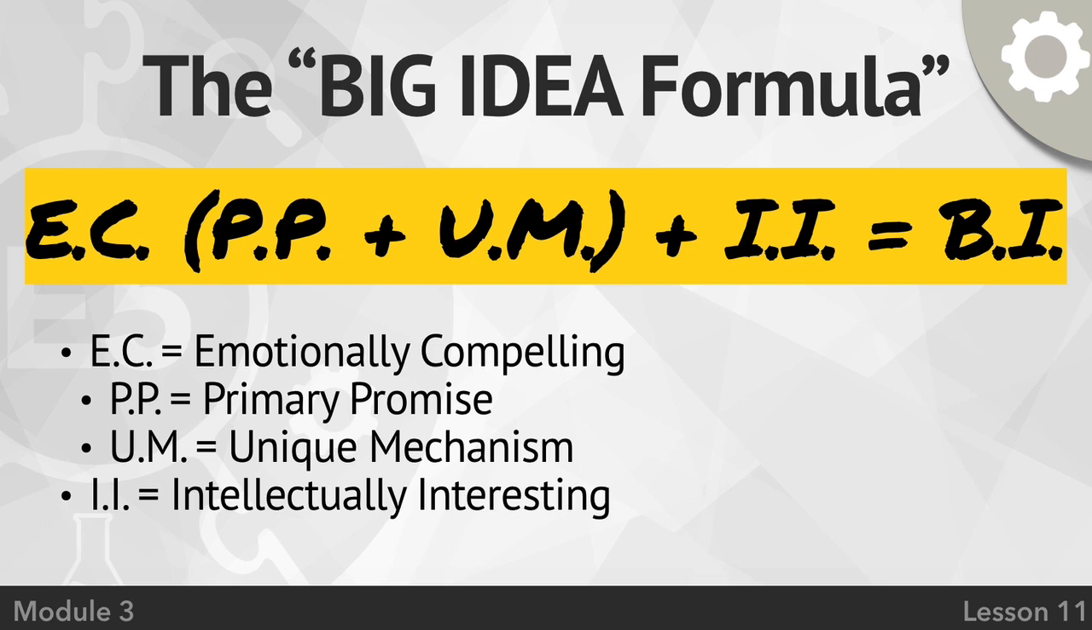And II stands for intellectually interesting. What this is about is appealing to both the head and the heart. It's about appealing to both logic as well as emotion. You can't have one without the other if you want a complete airtight argument for your product, for your marketing funnel. Emotionally compelling because it has a primary promise that's exciting, which we're going to cover in a second, powered by a unique mechanism, and it's also intellectually interesting. There's an interesting element to your idea that the prospect would be interested in learning more about, even if there was no primary promise or unique mechanism.